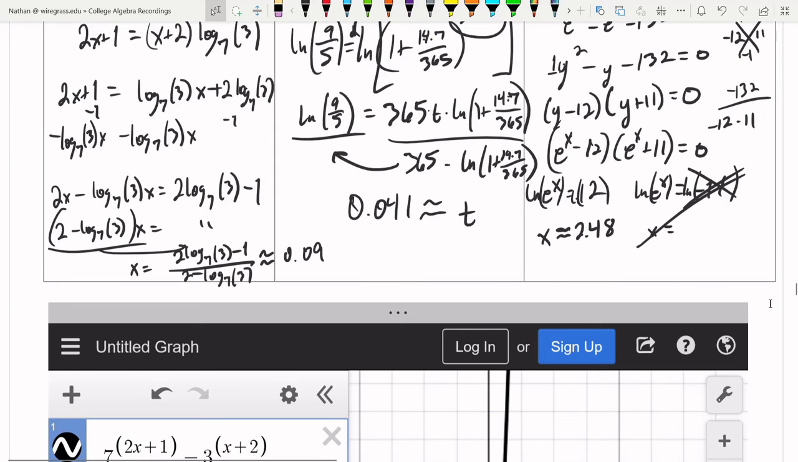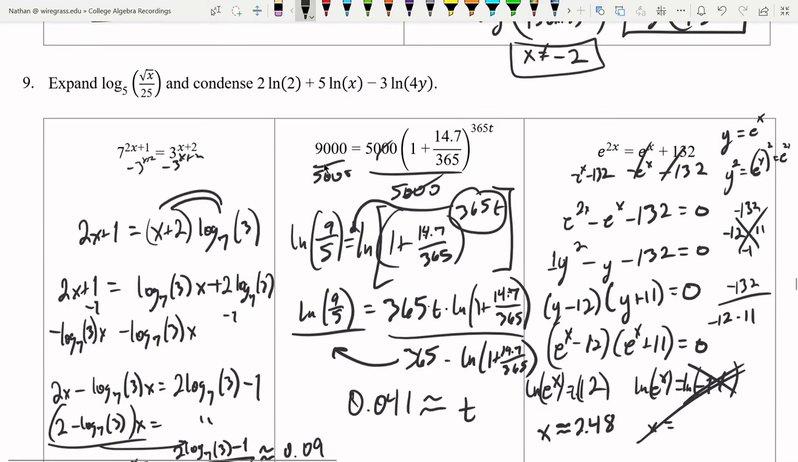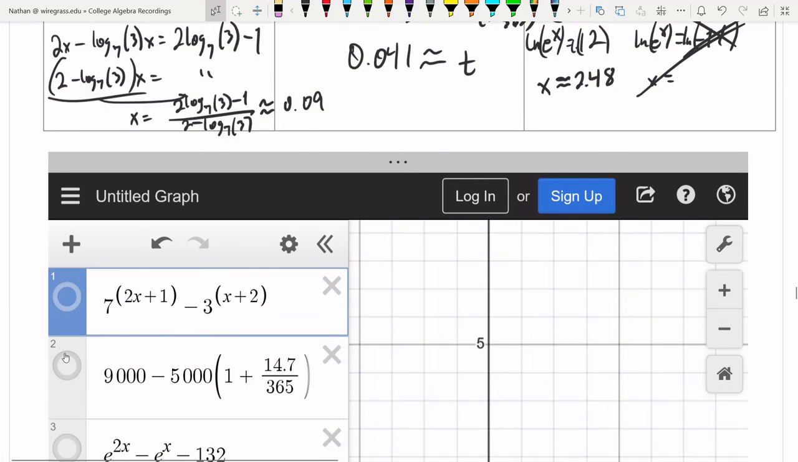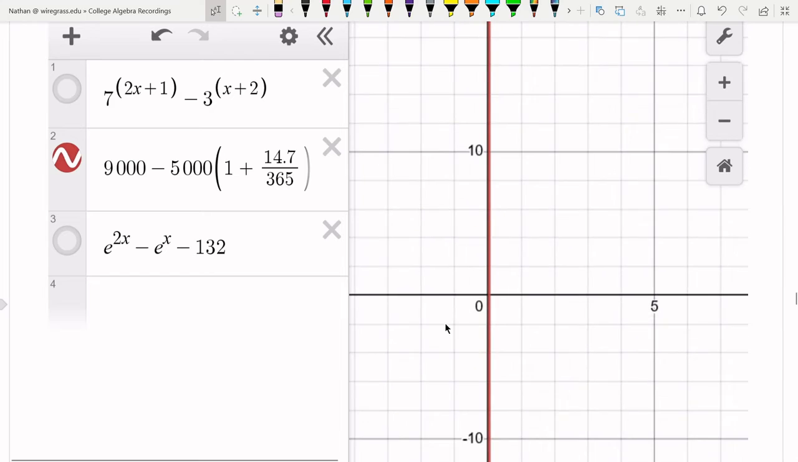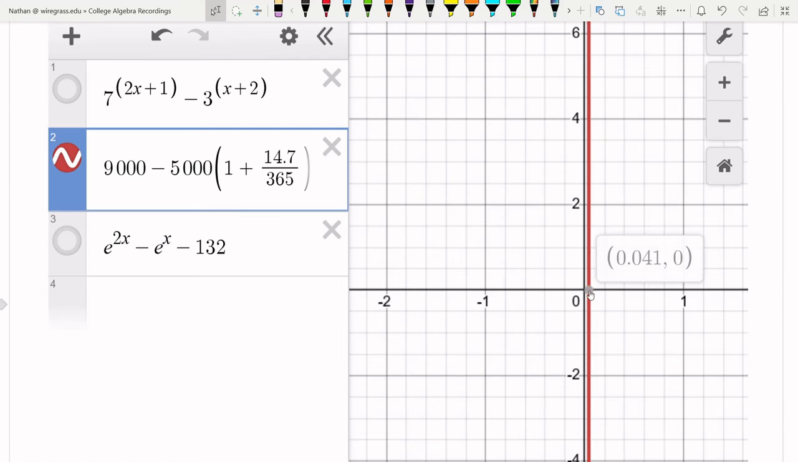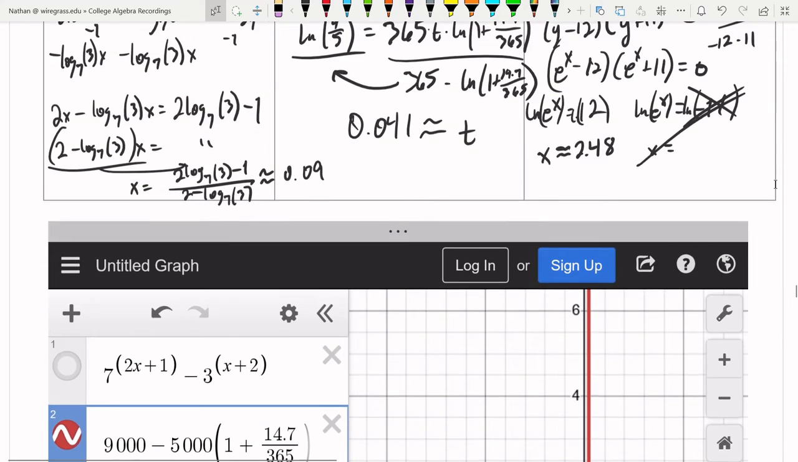Okay, subtracting this whole term over the other side, or subtracting 9,000. Doesn't matter which way you do it. This gives us a very tall function here. The solution is 0.041. And that's just about what we got.